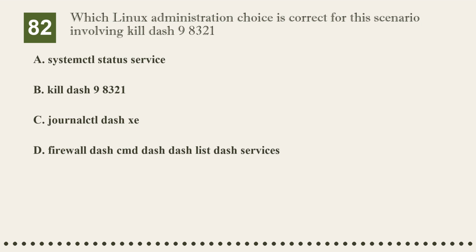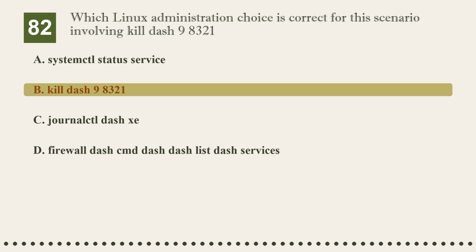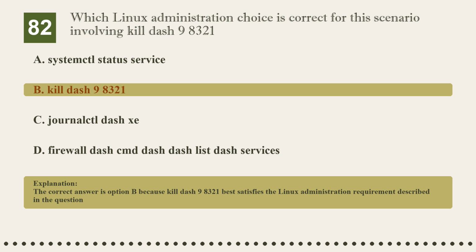Question 82. Which Linux administration choice is correct for this scenario involving kill -9 8321? Option A, systemctl status service. Option B, kill -9 8321. Option C, journalctl. Option D, firewall-cmd --list-services. The correct answer is option B, kill -9 8321. The correct answer is option B because kill -9 8321 best satisfies the Linux administration requirement described in the question.